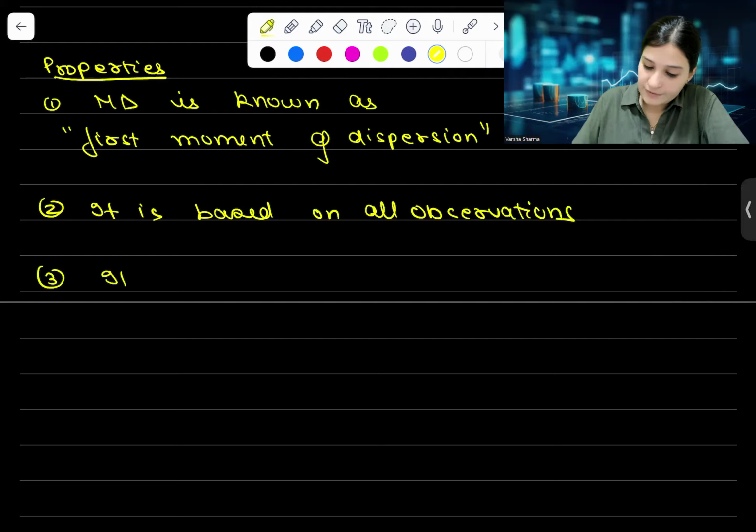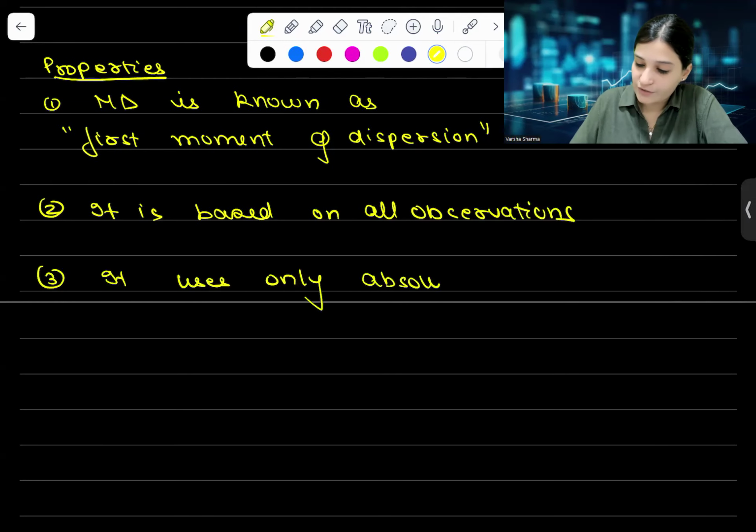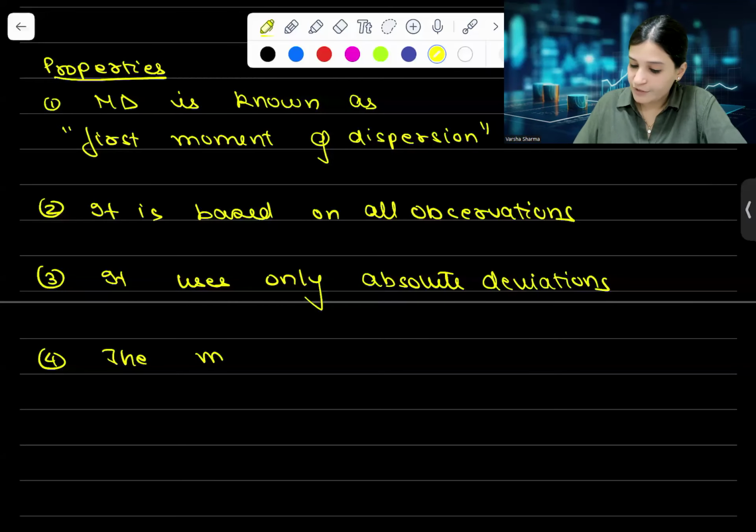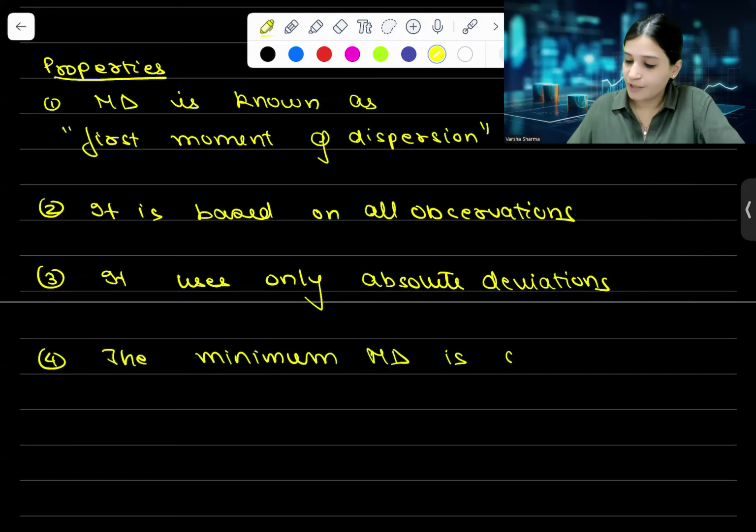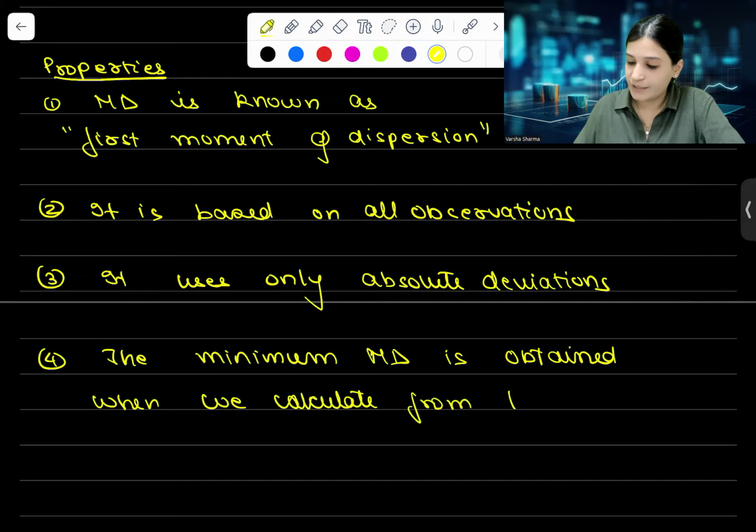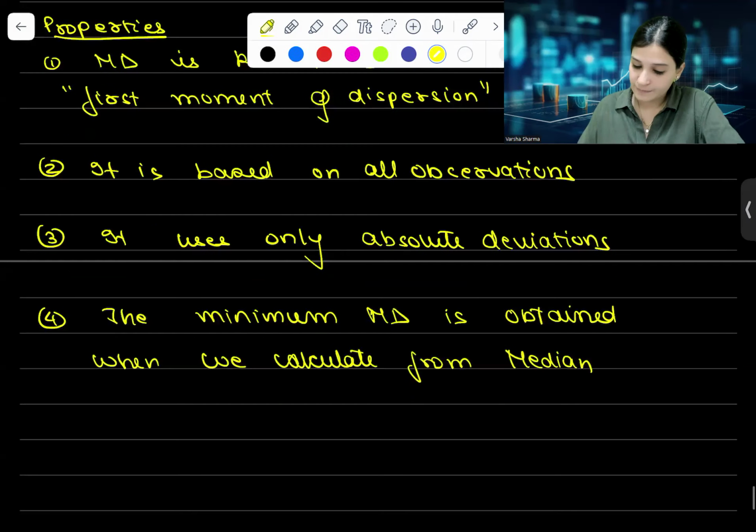Third, it uses only absolute deviations. Fourth, the minimum mean deviation is obtained when we calculate from median.